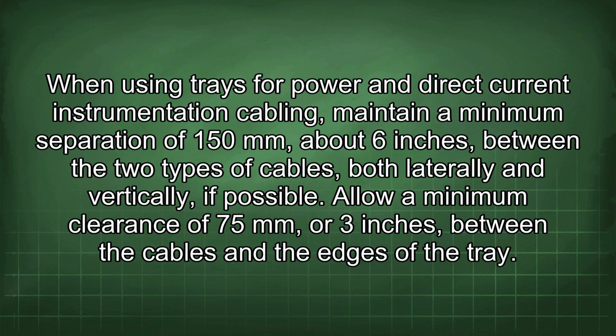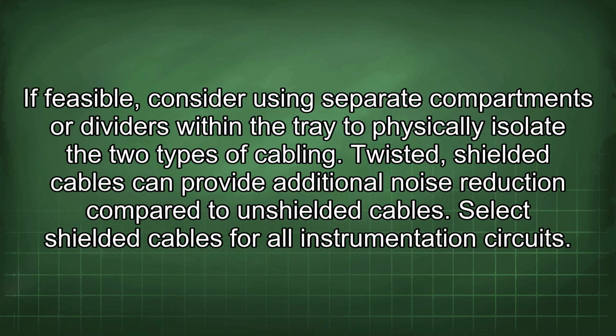When using trays for power and direct current instrumentation cabling, maintain a minimum separation of 150 mm, about 6 inches, between the two types of cables, both laterally and vertically, if possible. Allow a minimum clearance of 75 mm, or 3 inches, between the cables and the edges of the tray. If feasible, consider using separate compartments or dividers within the tray to physically isolate the two types of cabling.